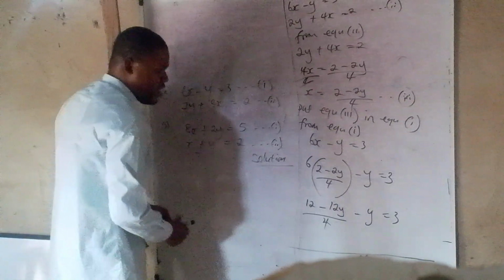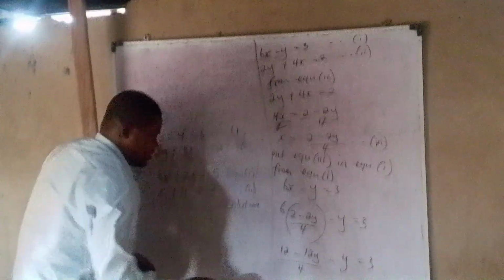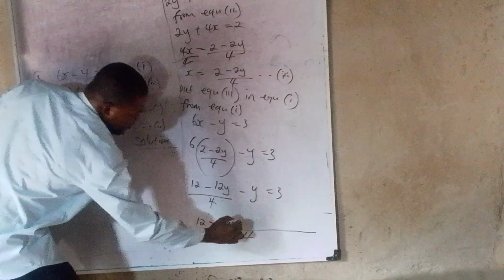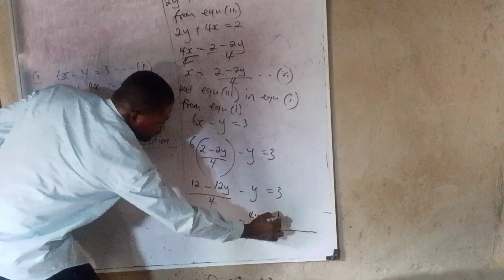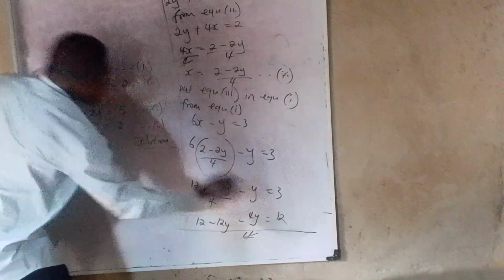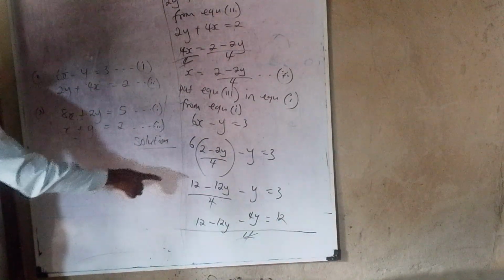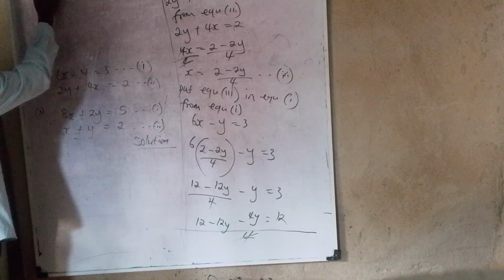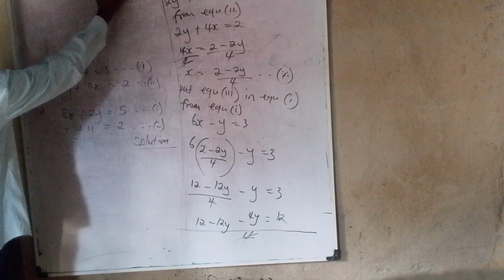The LCM is only 4. 4 in 4 is 1. 1 times 1, I have 12 minus 12y, minus 4 times y is 4y, equal to 4 times 3 is 12. Because of this equal sign, I will remove my LCM and throw it away. So I now have 12 minus 12y minus 4y equal to 12.